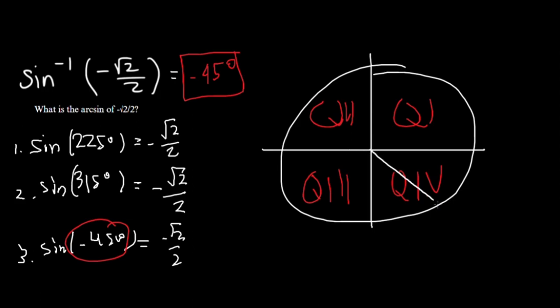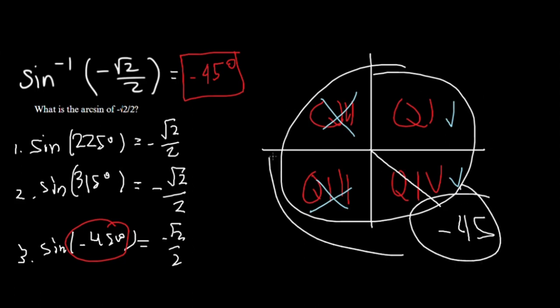Negative 45 degrees is located right here. It exists in quadrant 4. Tama yung range natin, negative pi over 2 and pi over 2. Therefore, negative 45 degrees yung sagot.